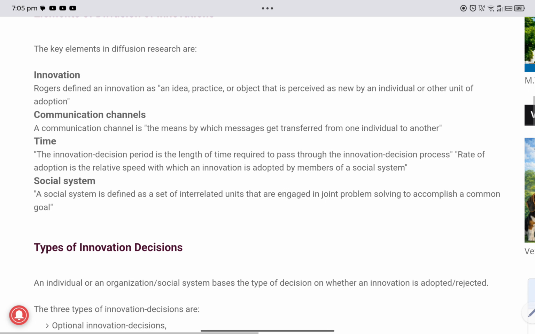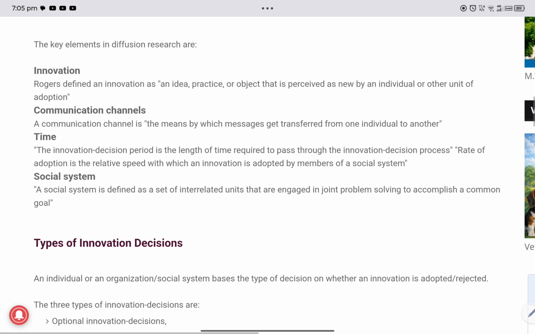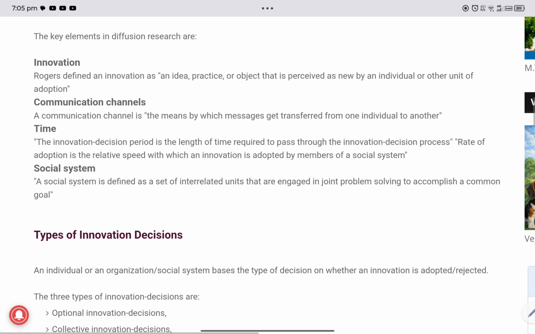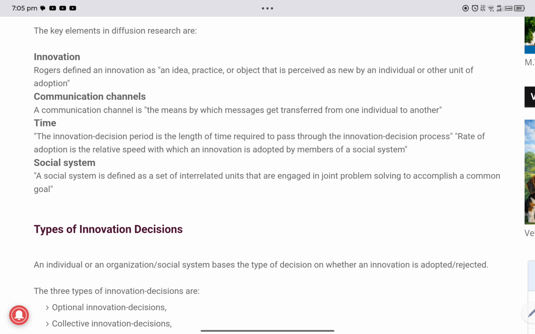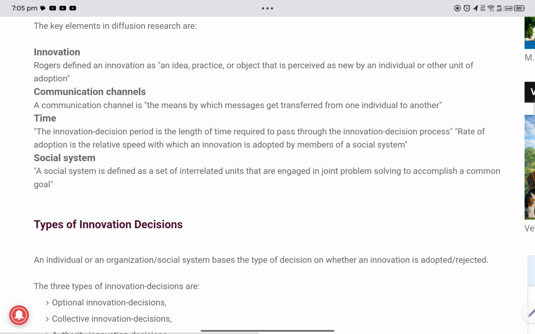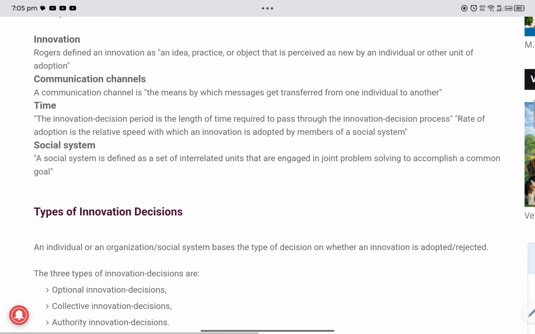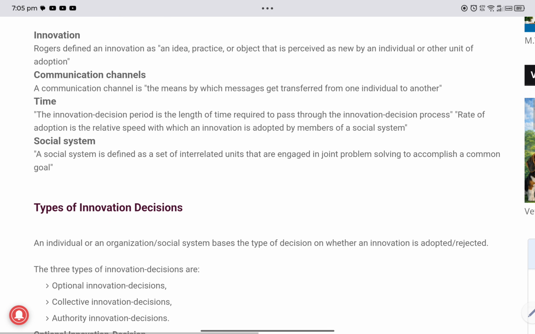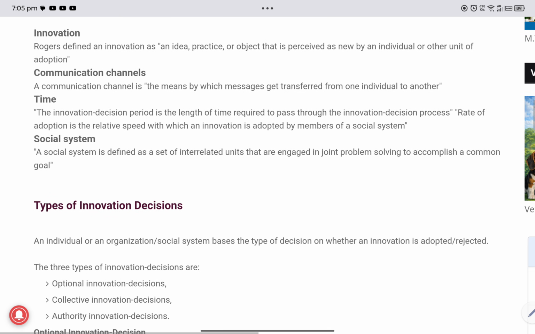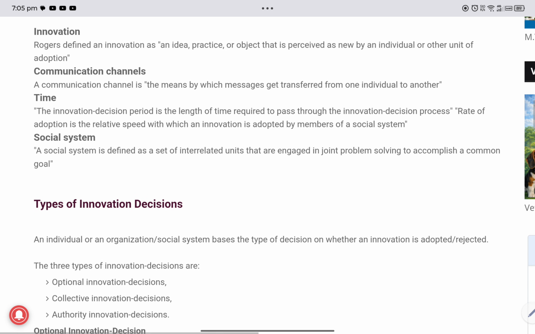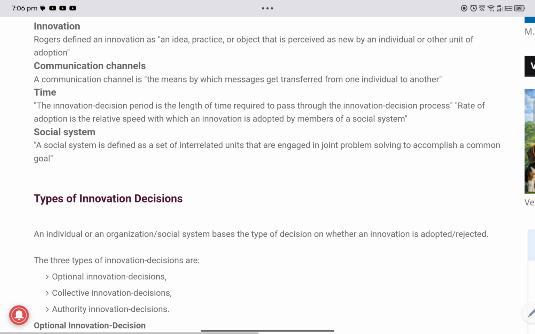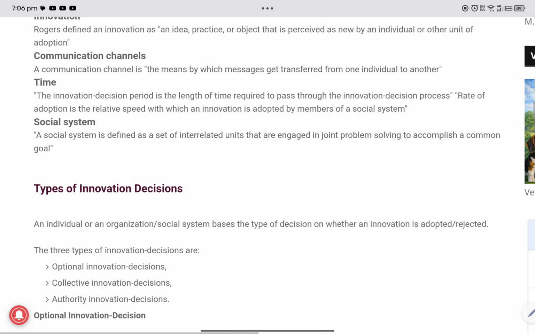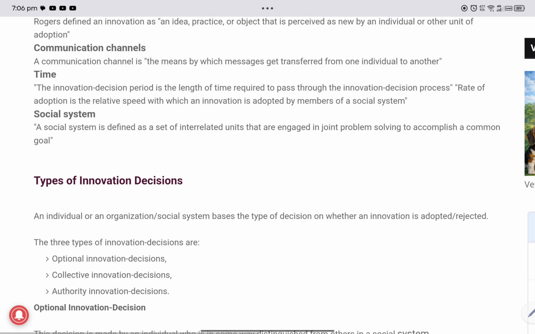Communication channel. A communication channel is the means by which messages get transferred from one individual to another. Time. The innovation decision period is the length of time required to pass through the innovation decision process. Rate of adoption is the relative speed with which an innovation is adopted by members of a social system.